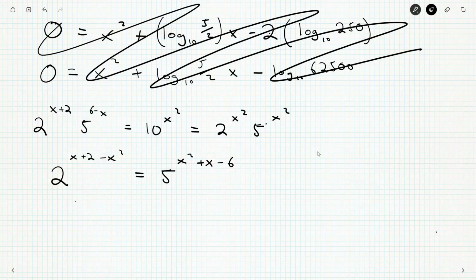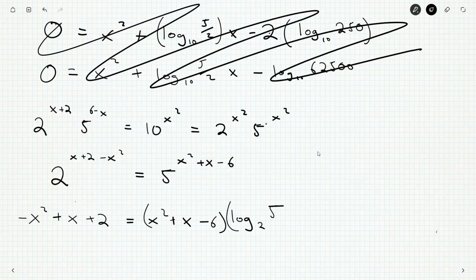What can we do? I suppose just do log base 2 of both sides. So that'll be negative x squared plus x plus 2 is equal to x squared plus x minus 6 times log base 2 of 5. Okay. But now at this stage, at least, I can say, aha, x equals 2 is a solution to both of these. I think that would be a bit more obvious.